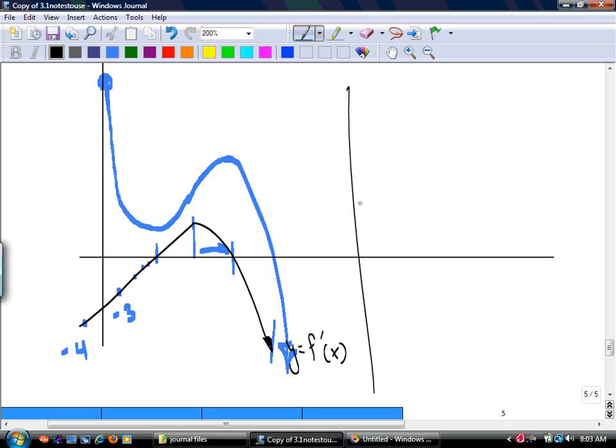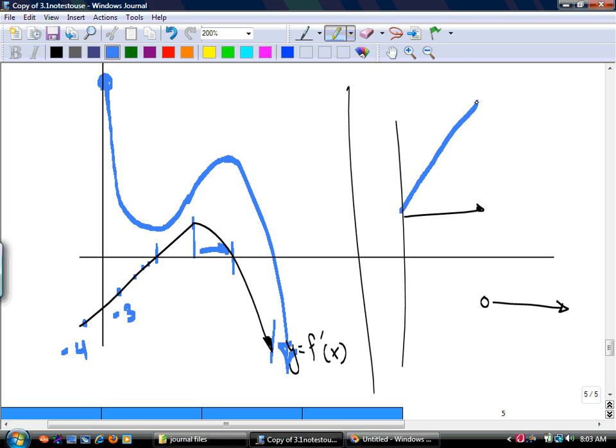These are actually easy to go the other way with. So if we started with this as our graph, we'll just do this as our graph. So we've got a positive constant slope and then a negative constant slope. That's all it is.